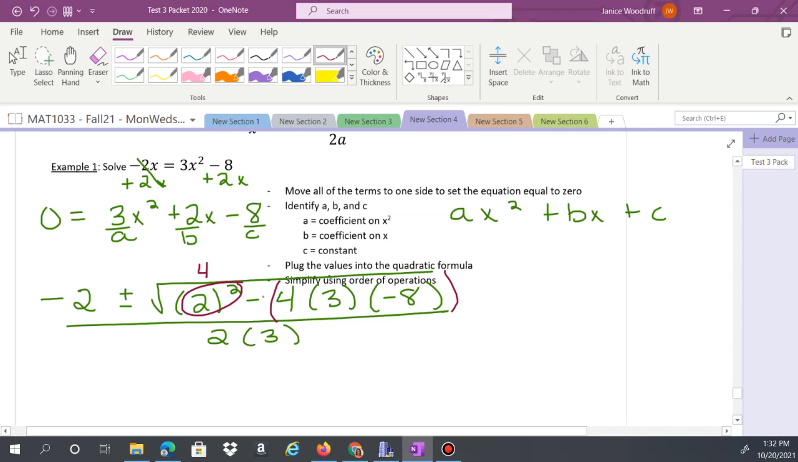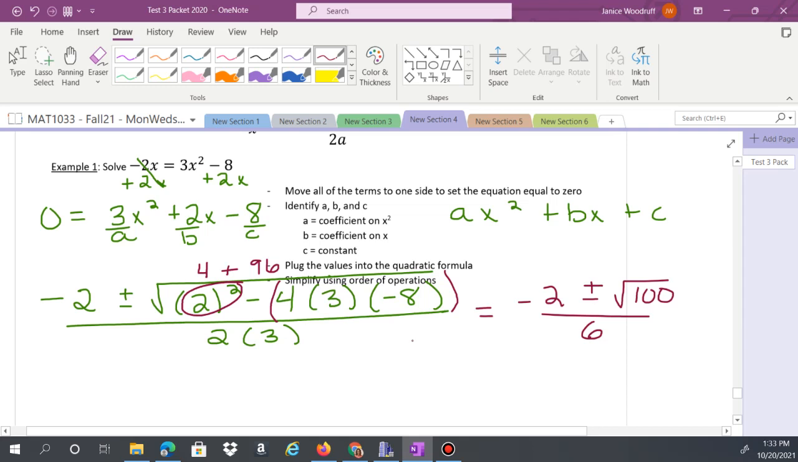What I always look at is how many negatives are there. If it's an even number, I'm adding. If it's an odd number, I'm going to subtract. So in this case, it's even. So 4 times 3 is 12, times 8 is 96. So we do 4 plus 96, which is 100. So that's just going to give us negative 2 plus or minus square root of 100 over 2 times 3, which is 6.